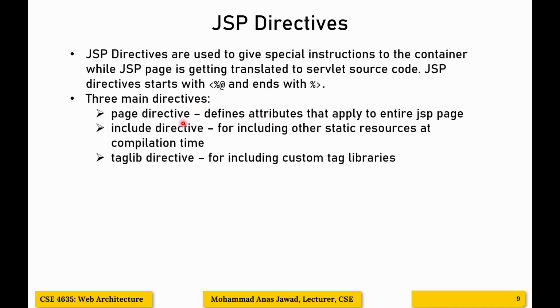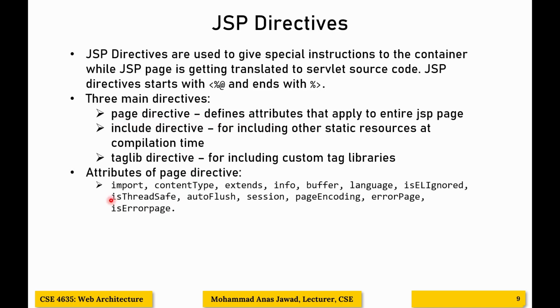Now, we have mentioned that this page directive defines some attributes that apply to the entire JSP page, right? Now, there are some predefined attributes that can be defined by this page directive. These attributes are import, content type, extends, info, buffer, and so on. All these attributes have their own functions that can be performed inside the JSP page. For example, you can use the import attribute to import any Java package that you wish to use inside your JSP page. Similarly, you can use the content type attribute to define the type of content that you will be printing inside your JSP page. And all these other attributes have their own functions as well.